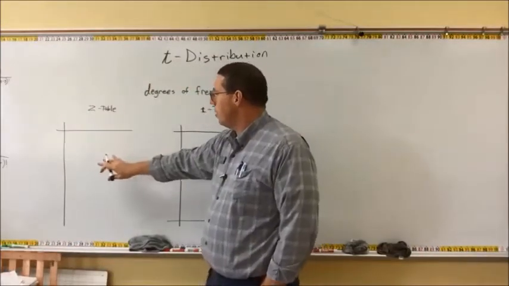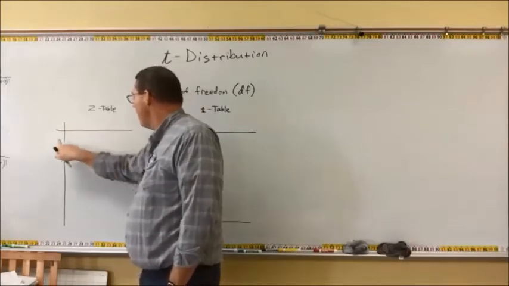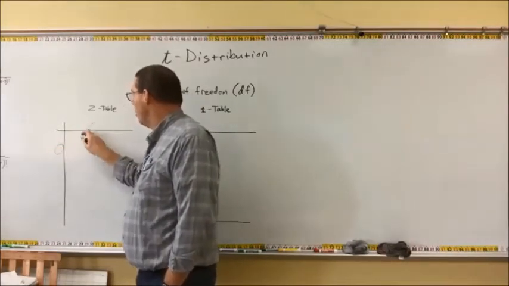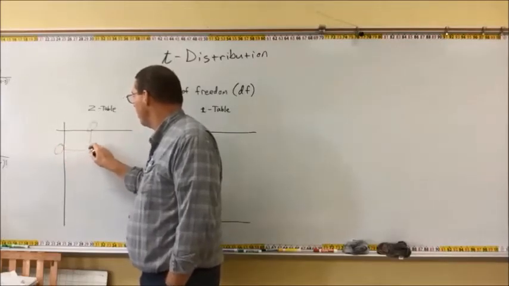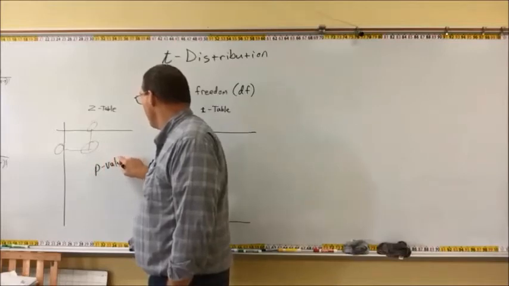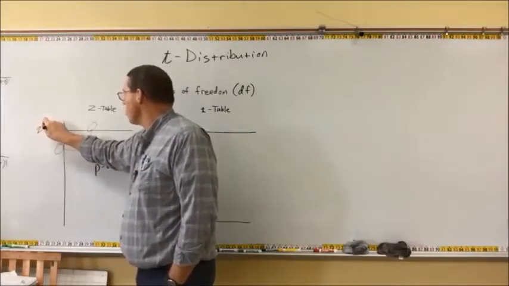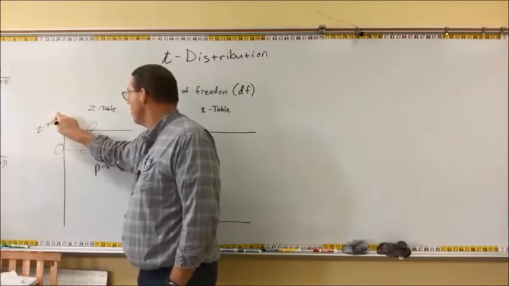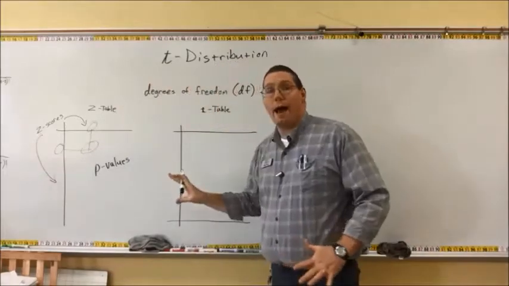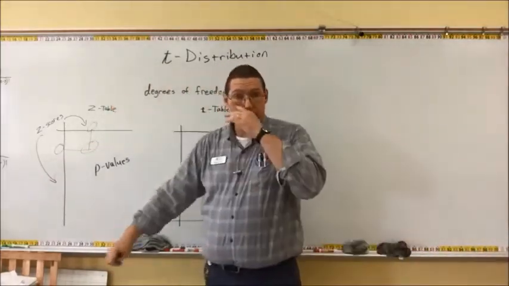In the z-table, across the top and down the side, those are the z-scores, right? You combine a number here with a number here, and you go from here to here, and you get a p-value. So the p-values are in the middle, and the z-scores, or the z-statistics, are on the edges, correct? Okay, so all you have is z-scores and p-values in a z-table.